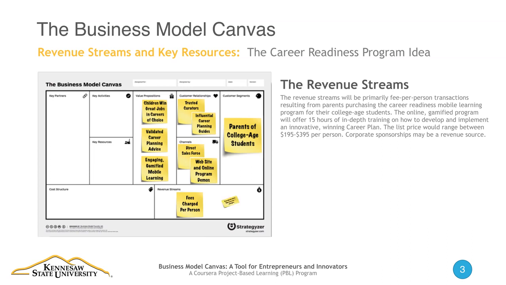The second source of revenues might be corporate sponsorships. If we're able to attract corporate sponsors who also deeply believe in the need for high-quality career planning programs for young people, then the fee per person might be closer to $195 per person. If we can't attract corporate sponsors, then the fee per person will probably be closer to $395 per person.